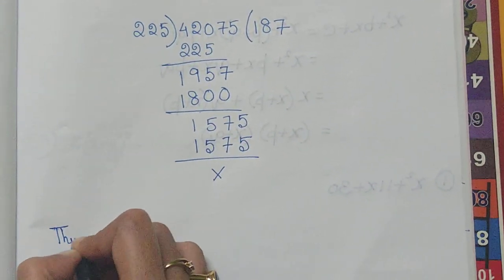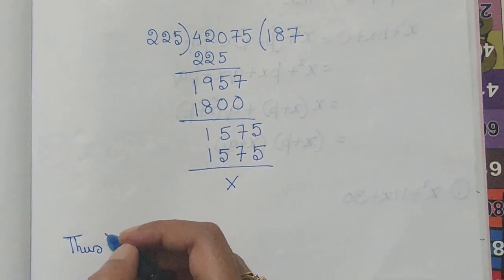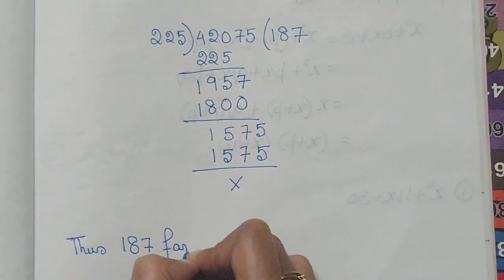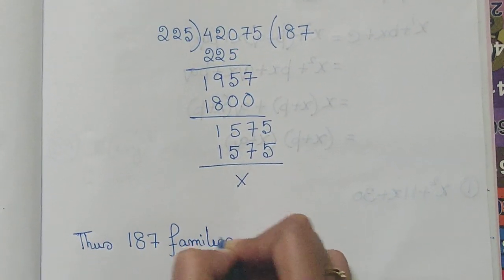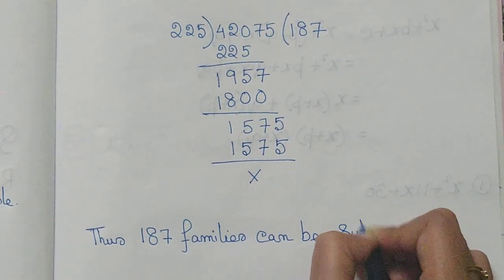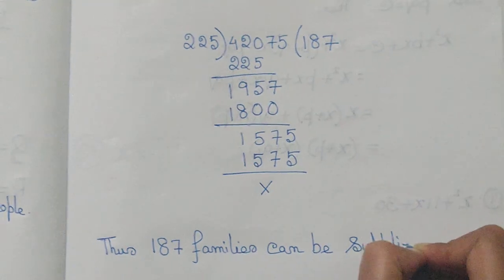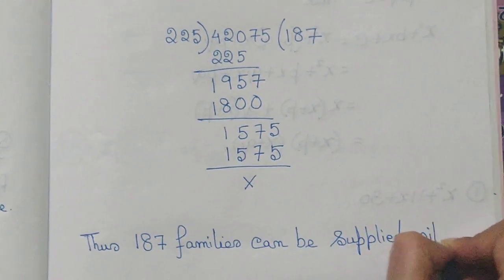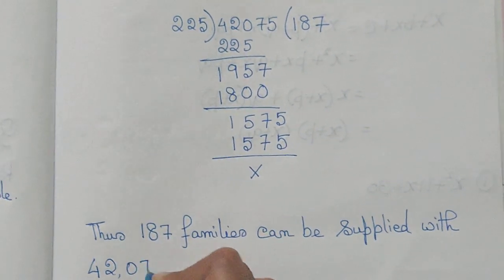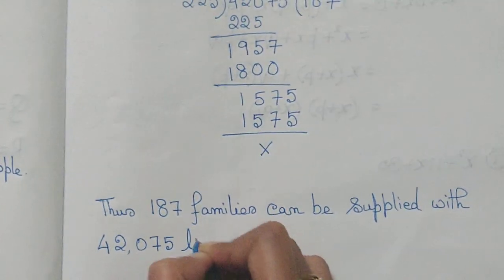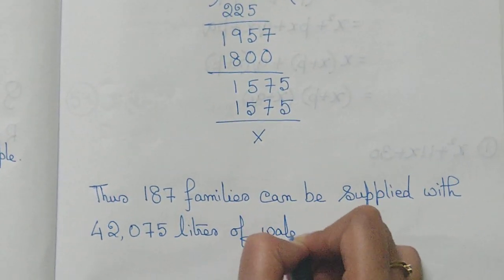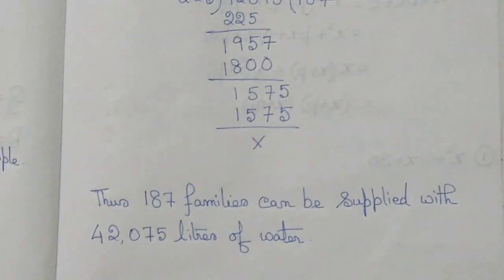Thus 187 families can be supplied with 42,075 liters of water. This is your answer.